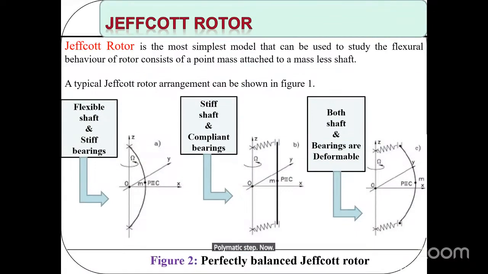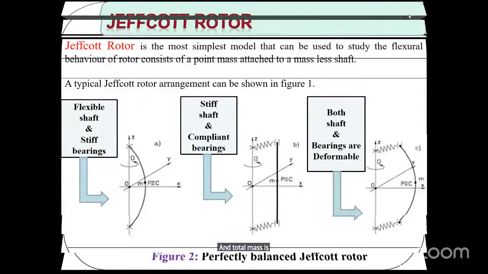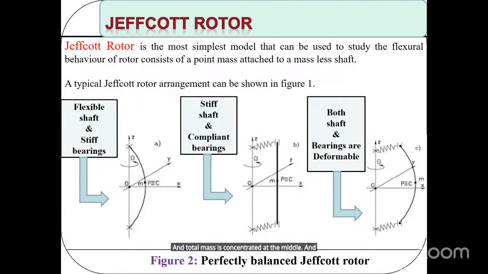Now coming to the simplest model of a rotor, that is called the Jeffcott rotor. The Jeffcott rotor is a simply supported rotor. The shaft is considered to be massless, and the total mass is concentrated in the middle, with the rotor on simply supported ends. So coming to the modeling of the Jeffcott rotor, first we will model the undamped Jeffcott rotor. Next is the viscously damped Jeffcott rotor.